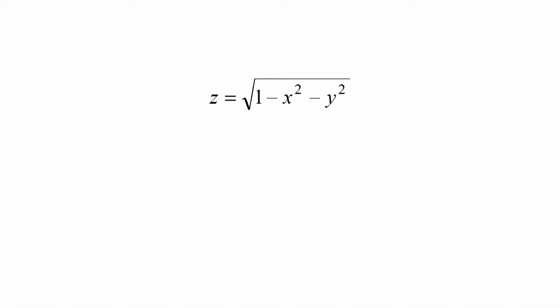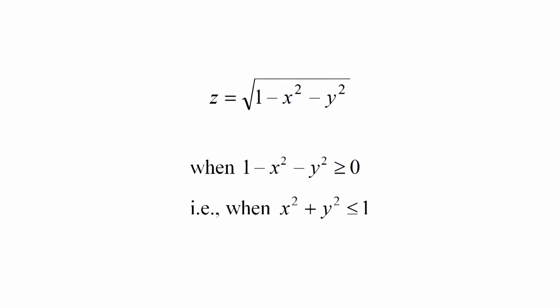As another example, consider the function z equals the square root of 1 minus x squared minus y squared. We note that z is a real number only when 1 minus x squared minus y squared is greater than or equal to 0. That is, when x squared plus y squared is less than or equal to 1. So, D is the set of all ordered pairs (x, y) in the plane such that x squared plus y squared is less than or equal to 1.